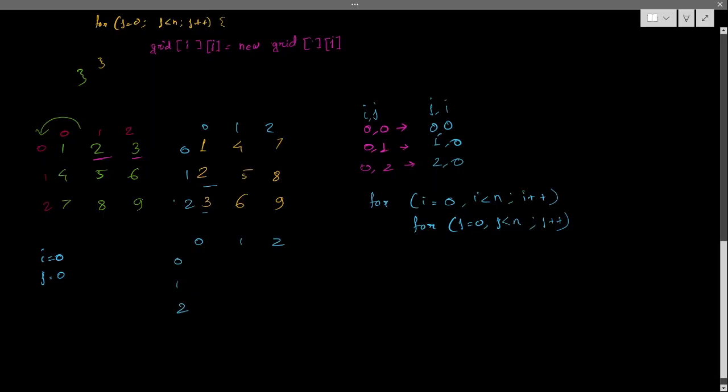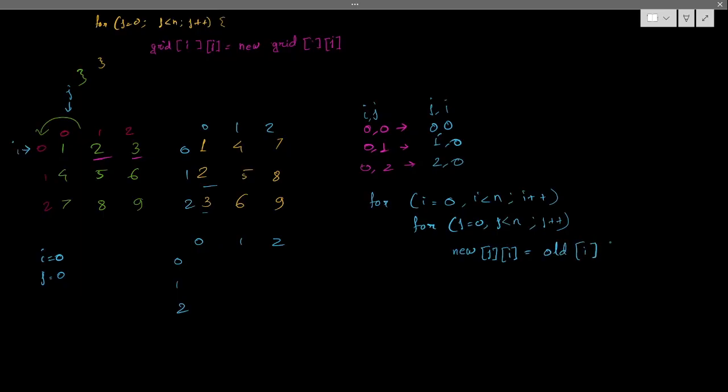0, 1, 2. What is my current i? i is here, j is here, right? 0, 0. So if I'm at 0, 0, where will I put it? As I said, if you write this formula, new of ji equals old of ij, it is a problem. Let me show why.